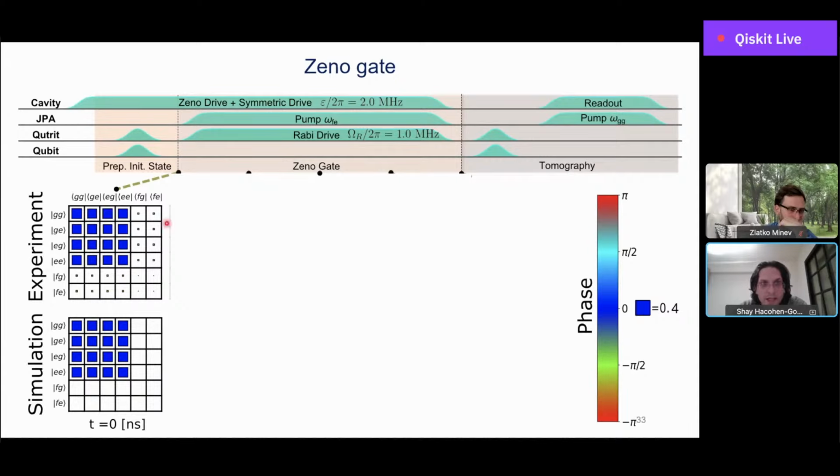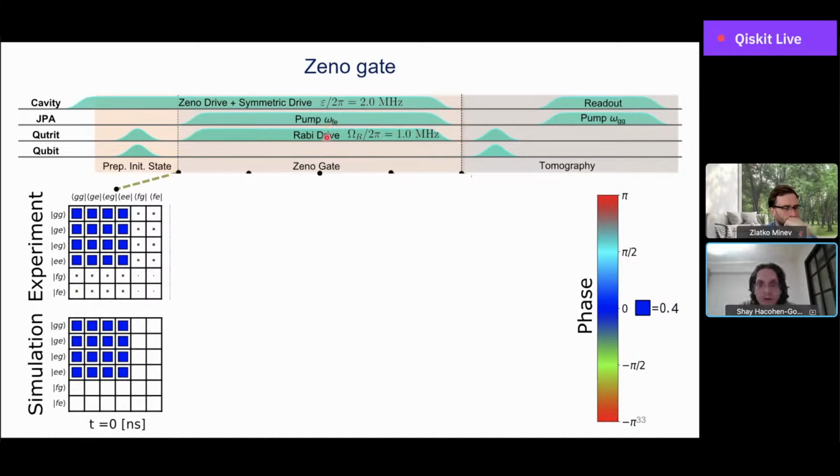So after we initialize the state, we turn on our JPA, where we're pumping at twice the FE frequency. So we're actually driving at that frequency, but we're also observing the cavity to see if there was an escape during the gate.